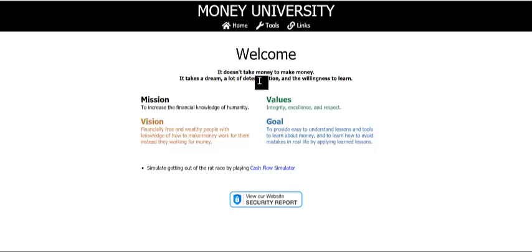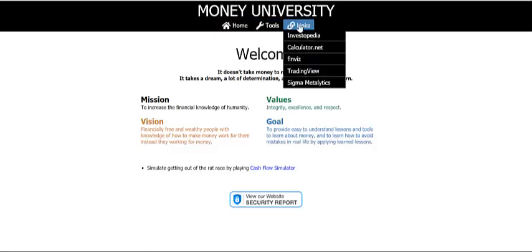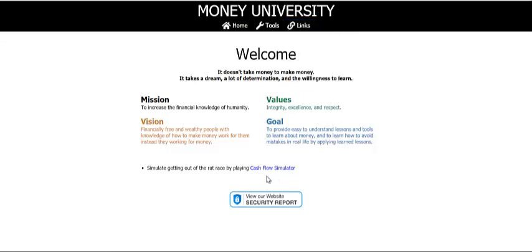But first of all, here we have our homepage, our tools. We have a loan calculator, a Black-Scholes calculator for options, and we have some links to some very interesting sites. But what I want to show you today is down the bottom here, simulate getting out of the rat race by playing the Cashflow simulator.